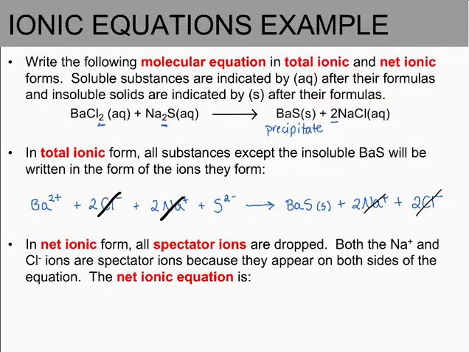So in net ionic form, all spectator ions are dropped. Both the sodium and chloride ions are spectator ions because they appear on both sides of the equation. So I guess the answer was kind of given to you there. So we'll end up with barium, which is aqueous, and sulfide, which is also aqueous, and those are going to react to produce barium sulfide, which is our precipitate.